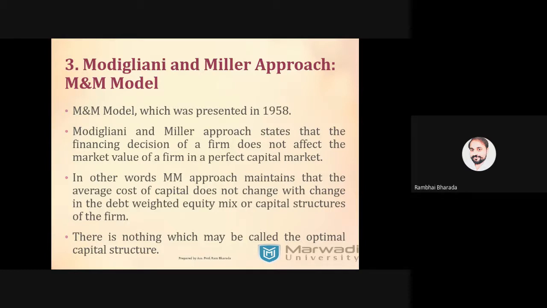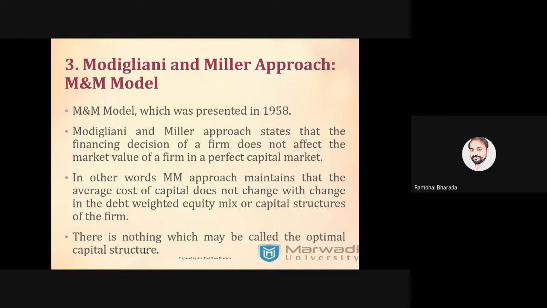In other words, the average cost of capital does not change with the change in the debt-equity mix, or capital structure, of the firm. So it is saying that whether you use 60% debt, 80% debt, or 20% debt, it does not change the overall cost of capital, and it does not change the market value of the company. And the key line of this entire model is that there is nothing which may be called the optimum capital structure.